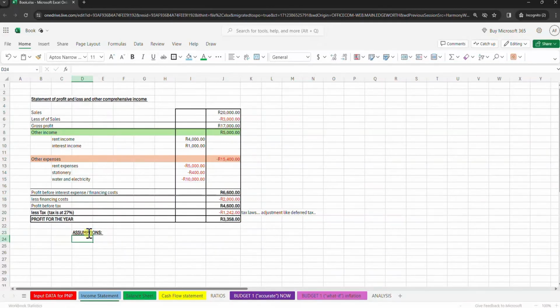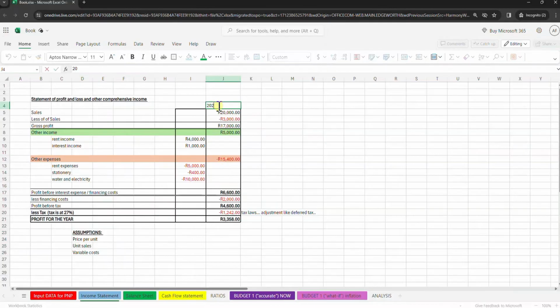Okay, and then under assumptions, they've highlighted various things. Price per unit. Okay, then they've highlighted unit sales. And then they've highlighted variable costs. Okay, so it's actually a lot simpler than what I've tried to do here because I was looking at months. Here we're just looking at a period.